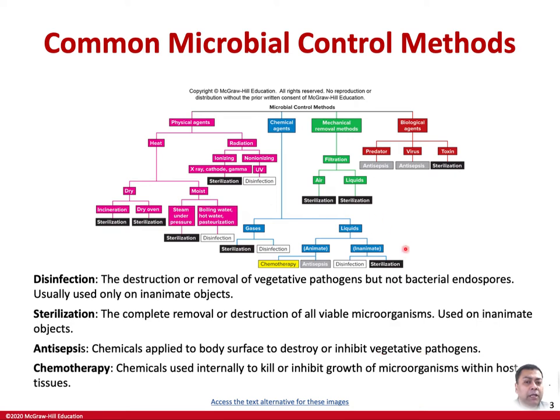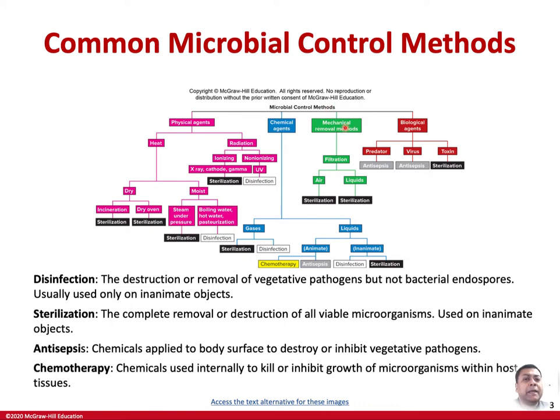On the other hand, the liquid, if we just use it on an inanimate object, some of these liquids can disinfect. Think about just a common household spray that can disinfect a surface. Also, there are some chemicals which can lead to sterilization as well. So these are your chemical agents, and we'll go into detail on each one of them in a minute.